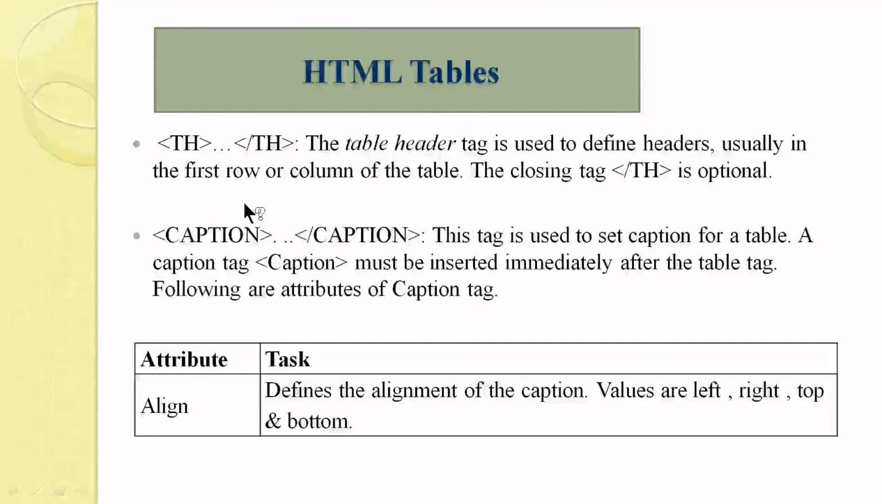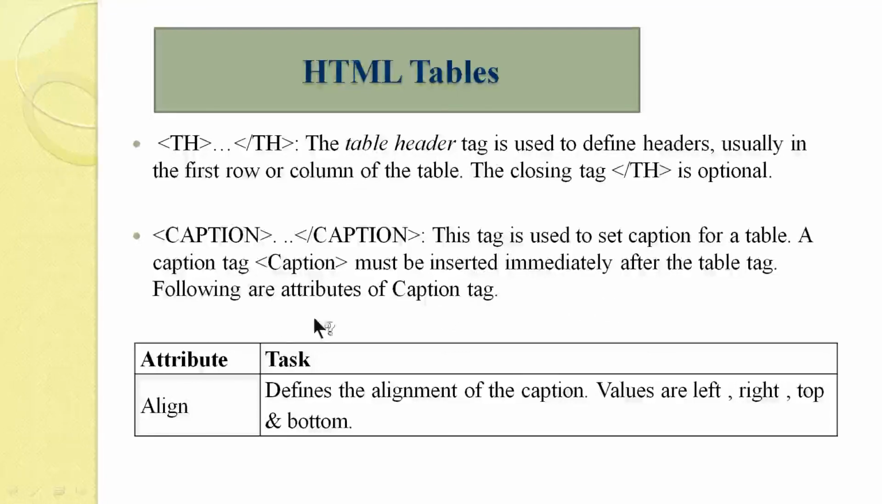Next we have the caption tag. We have the beginning and the closing of the caption tag. This tag is mainly used to set a caption for a particular table, something like providing a label for a table, or adding some kind of title to a table. For example, timetable, or even examination timetable. But this particular tag must be inserted immediately after the table tag.